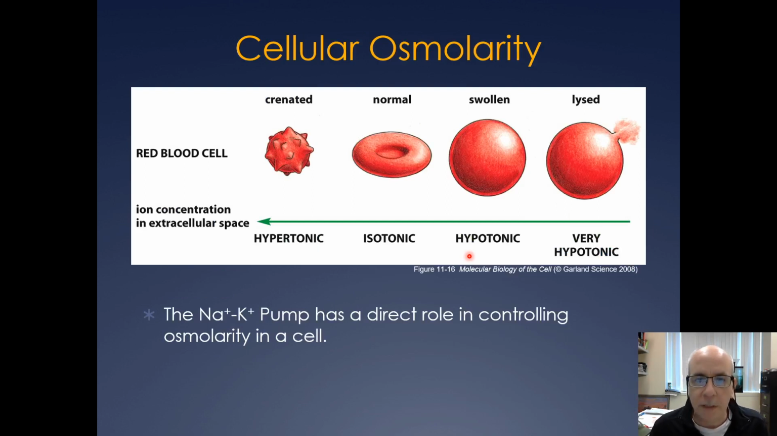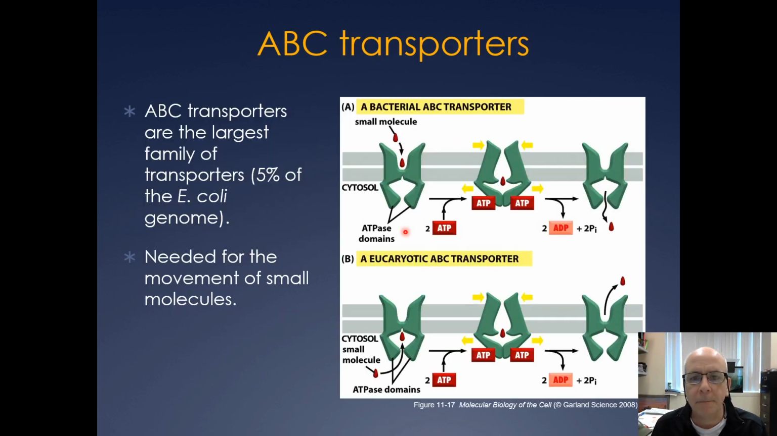The other thing that the sodium-potassium pump does is it actually controls cellular osmolarity, right? So here's a red blood cell, and this is normal, and it's considered isotonic, and so the potassium and sodium levels are just perfect. But if it gets too hypertonic and there's not enough water, it looks like this. If it's hypotonic and too much water is entering the cell, it gets swollen, and if it gets too big and very hypotonic, it can actually lyse. Okay. So the sodium-potassium pump has a direct role in controlling the osmolarity of a cell. So it's important in every single cell in our body.